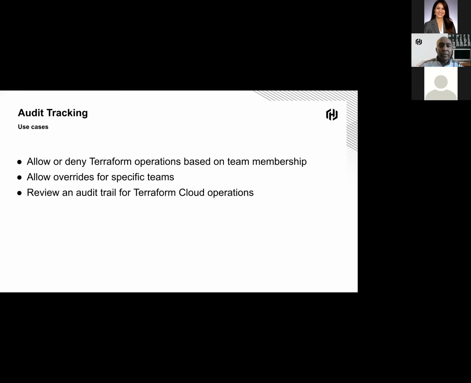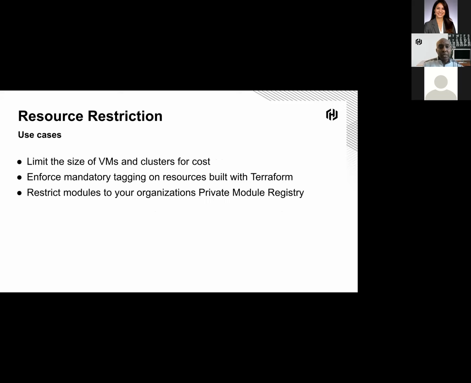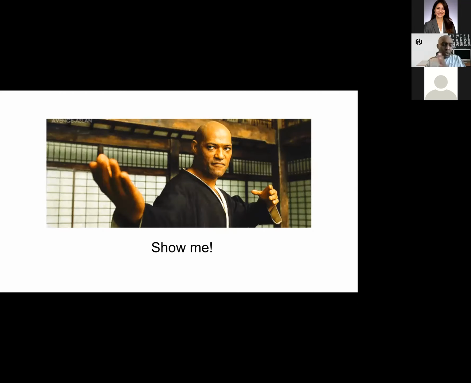Around audit tracking, right? We want to know who's doing what, right? So we want to allow or deny certain operations based on team membership. Overrides can only be performed by certain teams. And you also want to control things around the review of an audit trail to cloud operations teams. And then resource restrictions, right? These are the most common things. I want to limit the size of that virtual machine, the cluster cost, the tagging we talked about in the modules. All right, so let's jump into a little bit of a demo here.